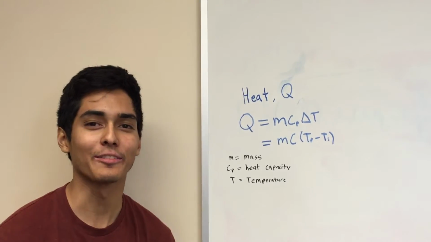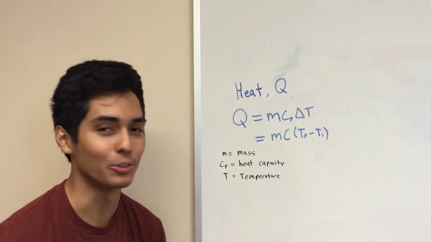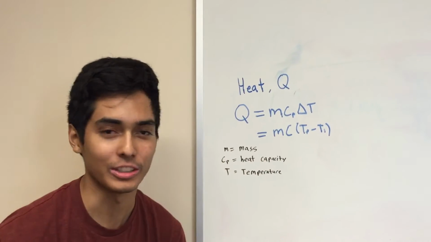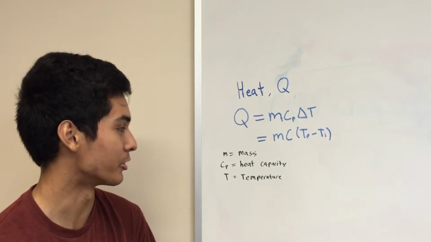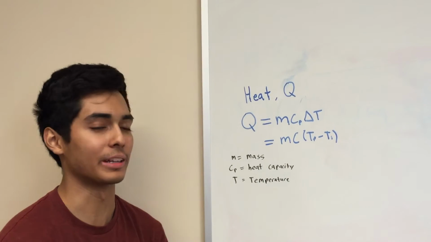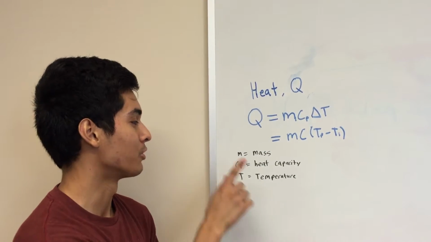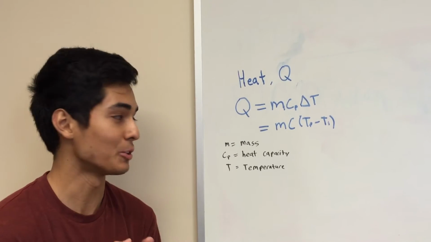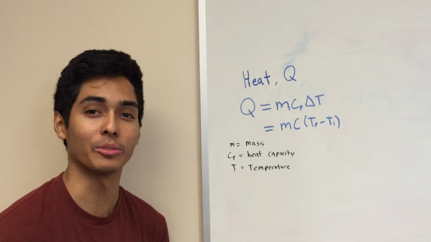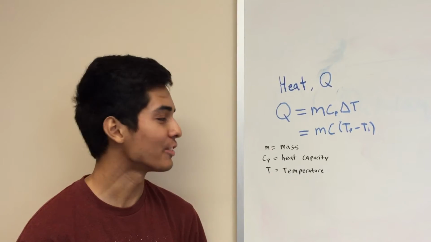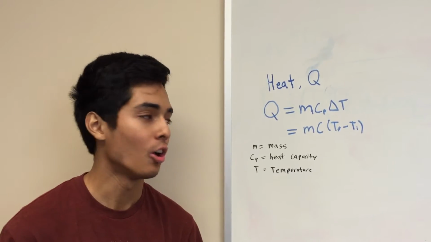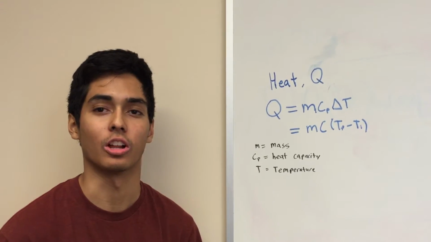Okay, so here we have the equation for heat, which is Q, and it's mc delta T, or mass times heat capacity times your change in temperature. It's just an equation, we're gonna break it down. Alright, so first we have mass, it's how much stuff you have. The heat capacity is how much energy it takes to change that mass's temperature. And last is temperature, which we can either measure or we can think about using logic.